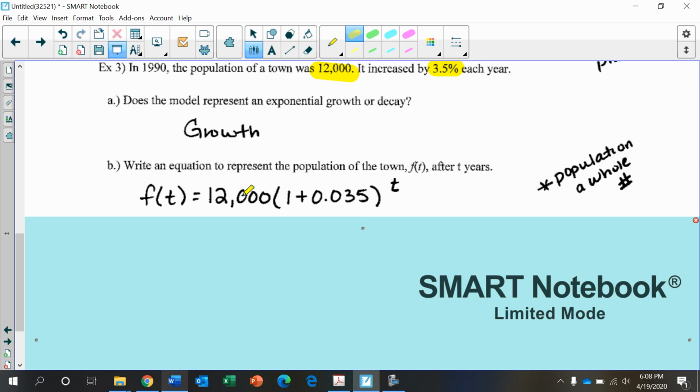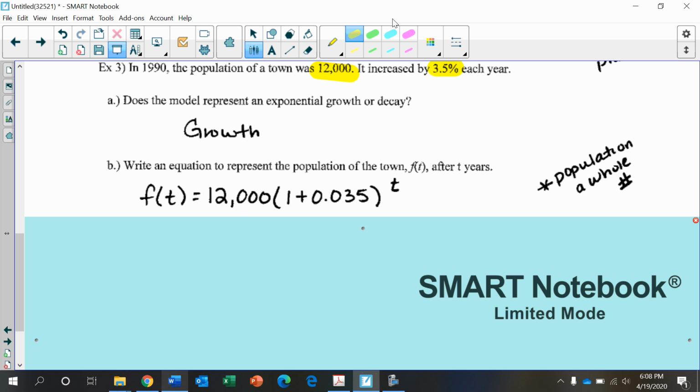Okay, 12,000 is your starting amount. The 1 here is because it's a growth equation. Whenever it's a growth, we're using a plus, okay? Growth is plus. If it was decay, you would be a minus here instead. But it's growth, so plus.